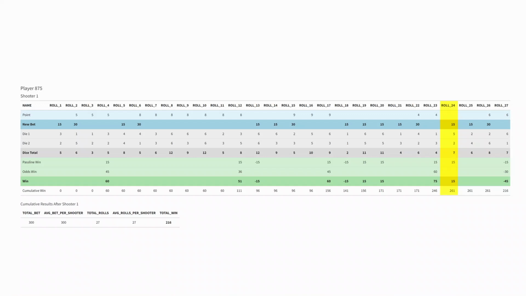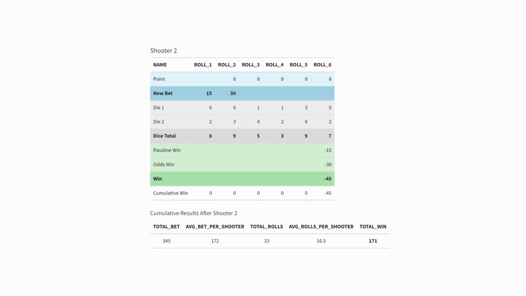They hit a 7, won $15, then set a point of 6, 7 out on that one. So $216 they ended up with cumulatively over this shooter. 27 rolls. Great shooter, huh? So they bet $300 and 27 rolls for a win of 216. And I'm just going to scroll through some of these other ones.